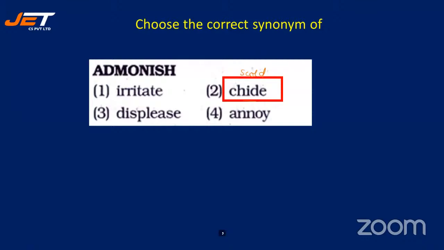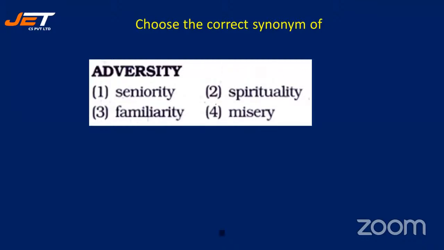All right, yes. And I want everybody to answer, students, because even English carries equal marks and these questions are very easy, where you can really score marks. All right, with this, let's move on to the next question. Adversity. Quickly find out the meaning of this. Very simple. Seniority, familiarity, spirituality, misery.